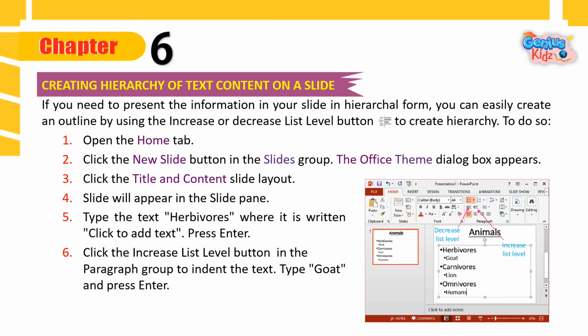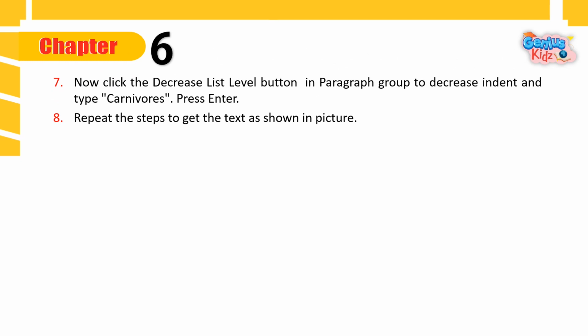5. Type the text Herbivores where it is written Click to add text. Press Enter. 6. Click the Increase List Level button in the Paragraph group to indent the text. Type Goat and press Enter. 7. Now click the Decrease List Level button in the Paragraph group to decrease the indent and type Carnivores. Press Enter. 8. Repeat the steps to get the text as shown in the picture.